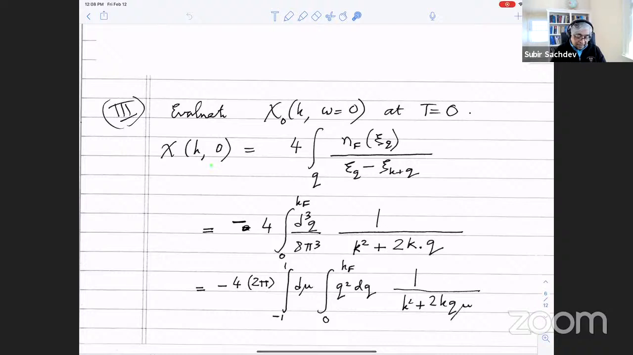Okay, this is for any k. Okay, and now the Fermi function becomes very simple at zero temperature. It's just an integral inside the Fermi sphere with an upper limit of kF.